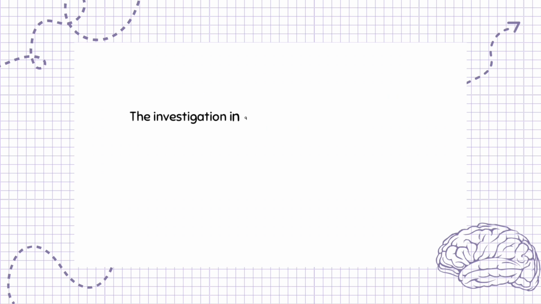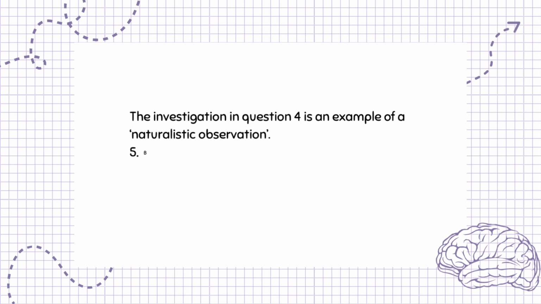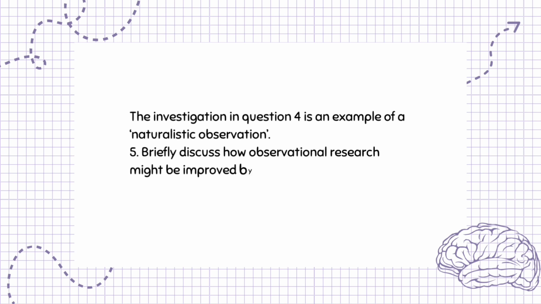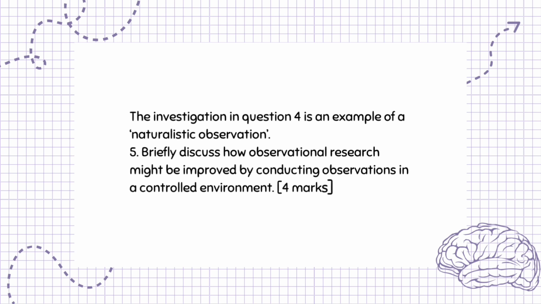The investigation in question 4 is an example of a naturalistic observation. Question 5. Briefly discuss how observational research might be improved by conducting observations in a controlled environment. 4 marks.